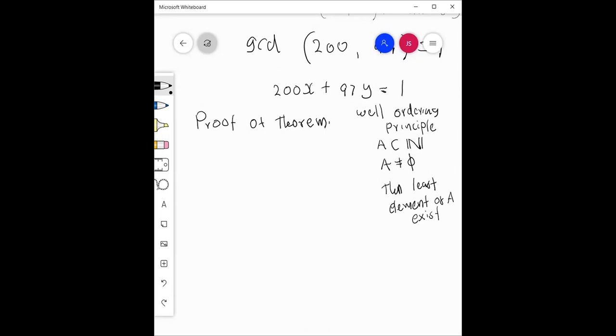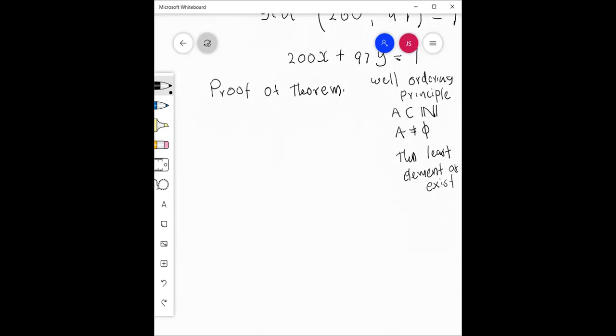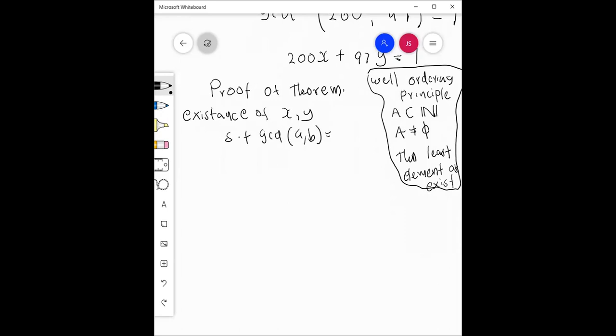Of course, that's a unique natural number, then the least element of A exists. That is the well ordering principle, right? Now we are actually using that principle to prove the existence of the integers X and Y. So we want to prove the existence of X and Y such that, whatever value the GCD of A and B has, these two integers X and Y exist, right?